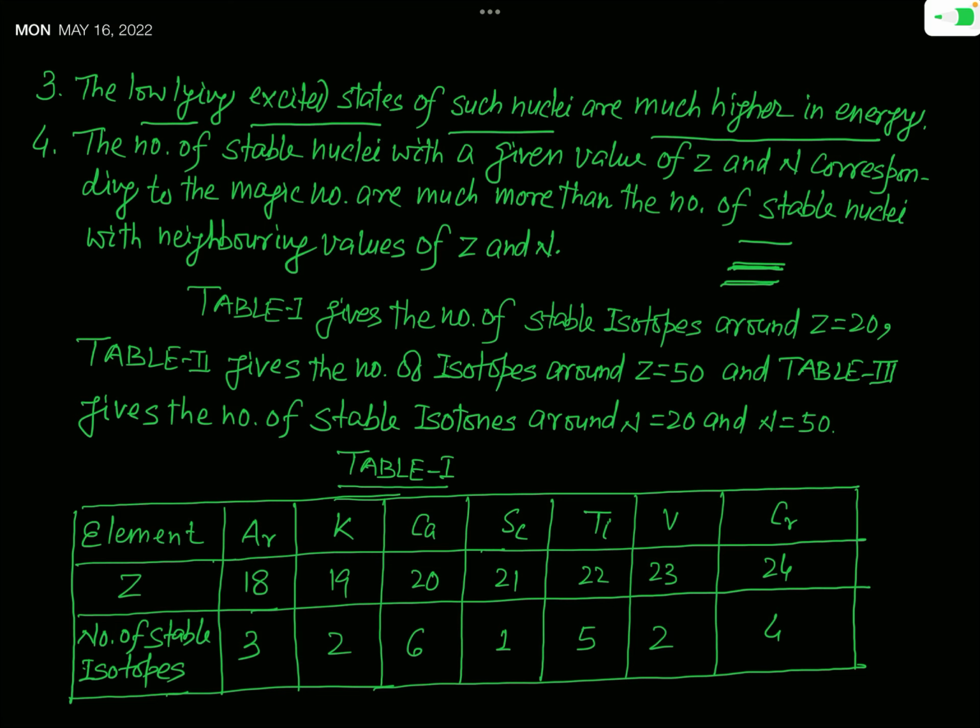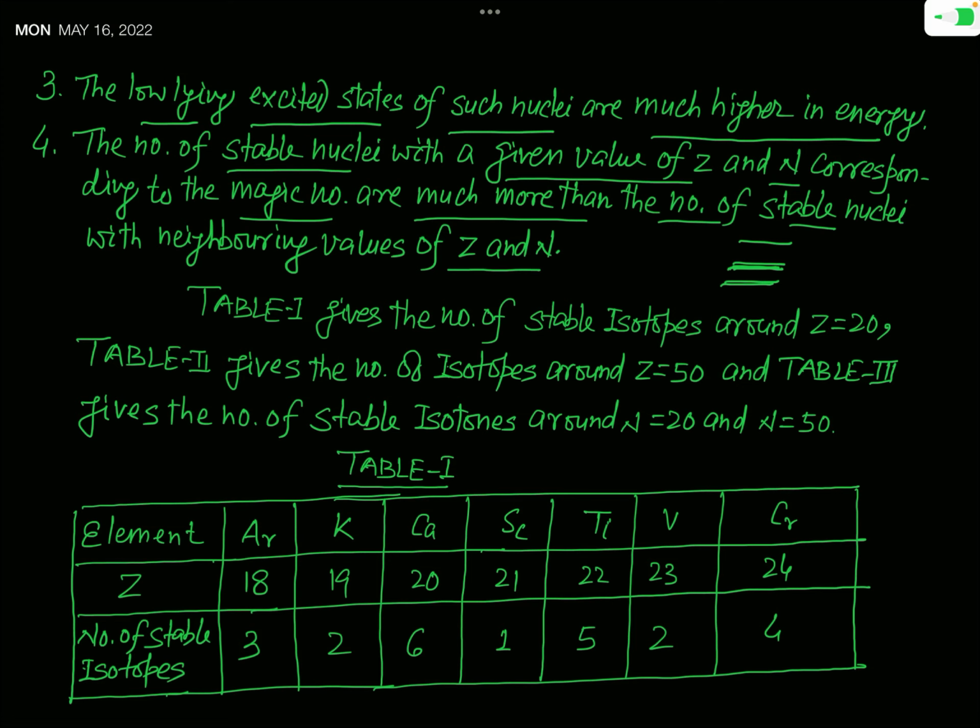Another important evidence for the magic number is that the number of stable nuclei with a given value of Z and N corresponding to the magic number is much more than the number of stable nuclei with the neighboring values of Z and N. As I have shown here in tabular form, the number of isotopes or isotones for a magic nucleus is greater than the number of isotopes and isotones for the neighboring nuclei.